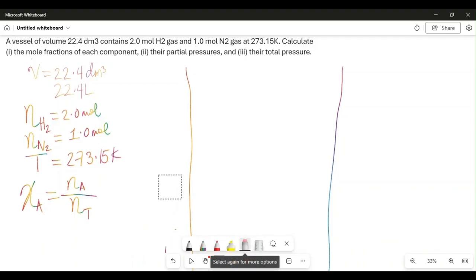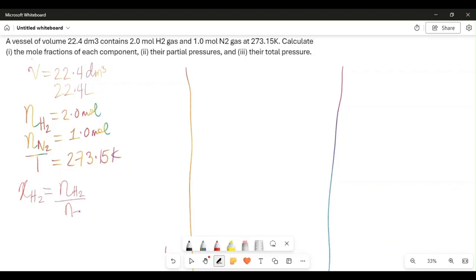So now that we've gotten that concept down, we're going to start solving. I'm going to actually show you what to do. The mole fraction of H2 gas, the first component, is simply the number of moles of H2 gas divided by the total number of moles. The number of moles of H2 gas is 2.0 mole, divided by the total number of moles, which is 2.0 mole for the H2 plus 1.0 mole for the N2. So this is how you solve mole fraction. You add up all of the moles in the question to get the total number of moles, and that's going to be the denominator of the fraction, while the particular component you're solving for is going to be the numerator. So that's what you do.